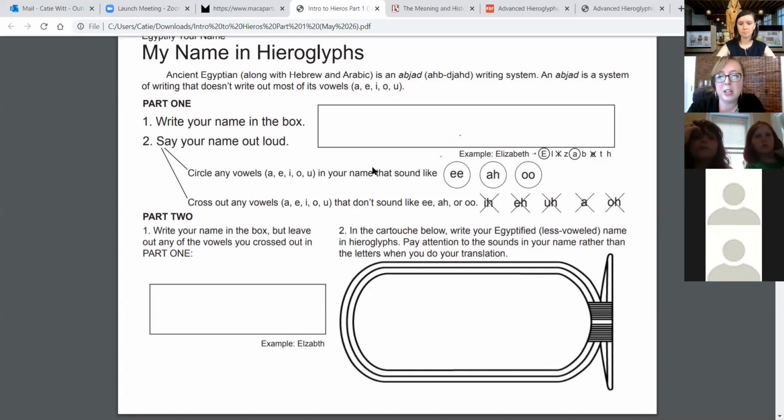So after you write your name out, you have to circle any vowels that sound like an E, an ah, or an oo. And then you can cross out any ones that don't sound, or that are short sounds.